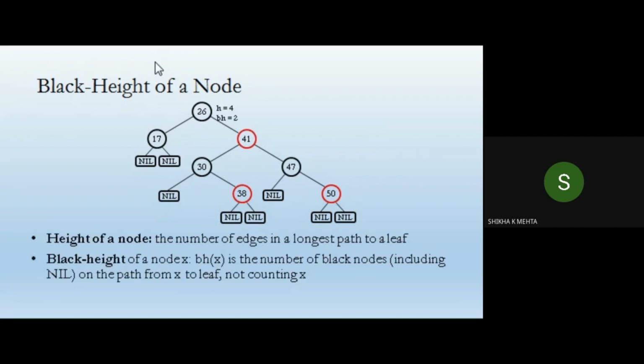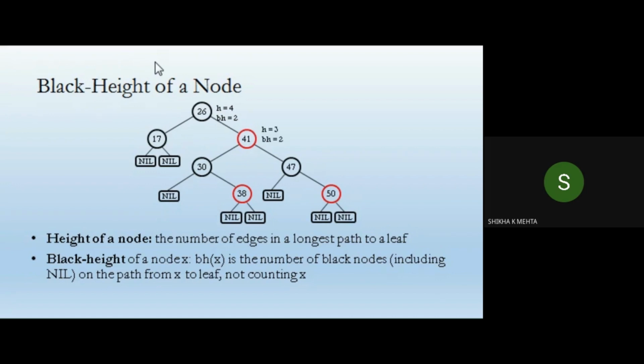The height of the node we consider is equal to the number of edges in the longest path to the leaf. The number of edges in this particular path is 4, from 26 to 41 to 47 to 50. That is the longest path it has. So the height of this node is equal to 4, and the black height is equal to 2. Except the 26th node, here you can see one black node is 47 and another is the nil node, that is also black.